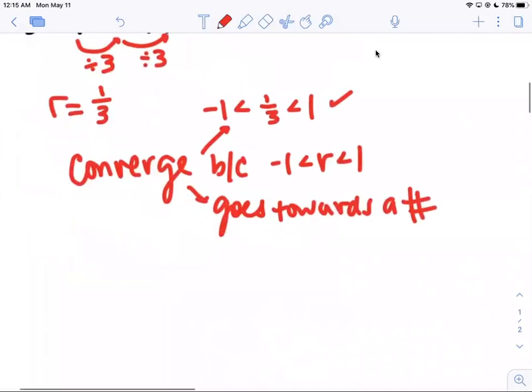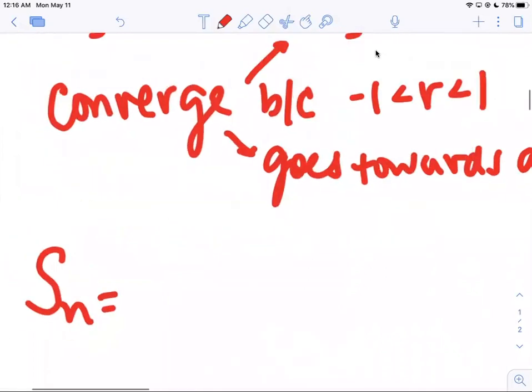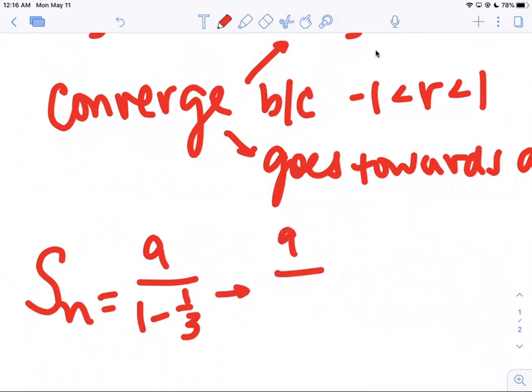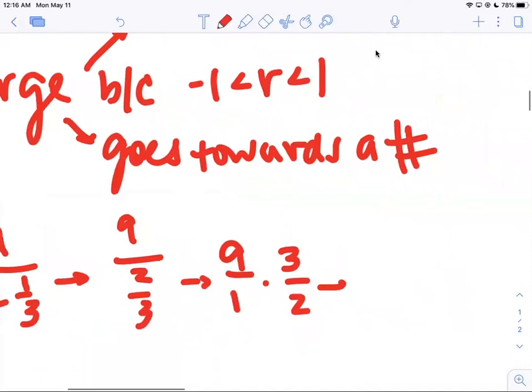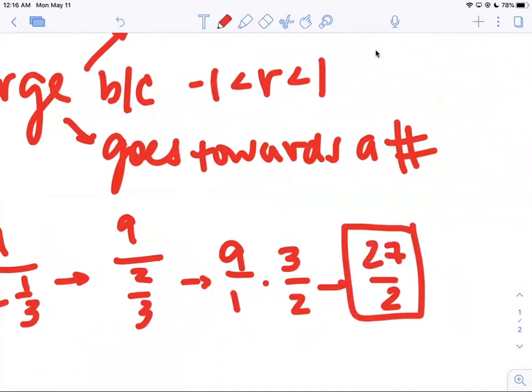I'm just going to do it underneath it. So we'll say S sub n equals a sub 1, which was 9, over 1 minus r, which is 1/3. I like working horizontally with these fractions, but you can lay out your paper however you like. 1 minus 1/3 is going to be 2/3. 9 divided by 2/3 is the same thing as multiplying by the reciprocal. This becomes 9 over 1 times 3 over 2, and so I can make that 27 over 2, and that is my answer. That is my S sub n.